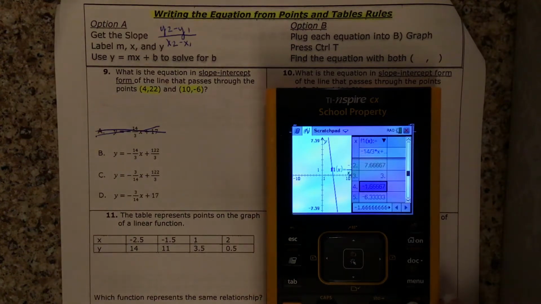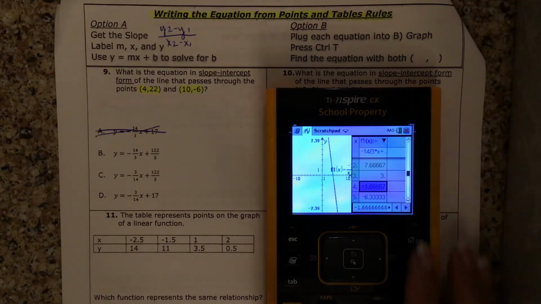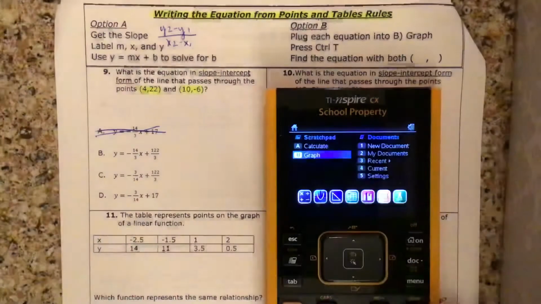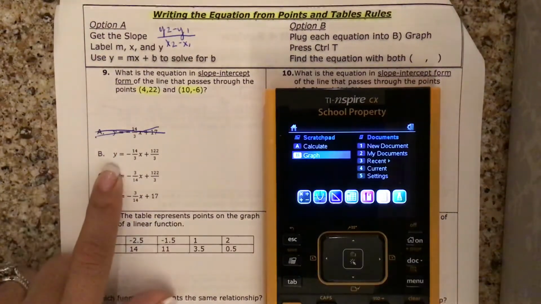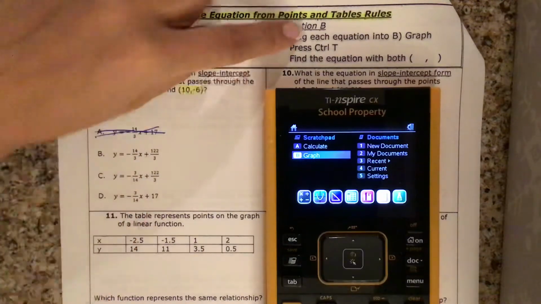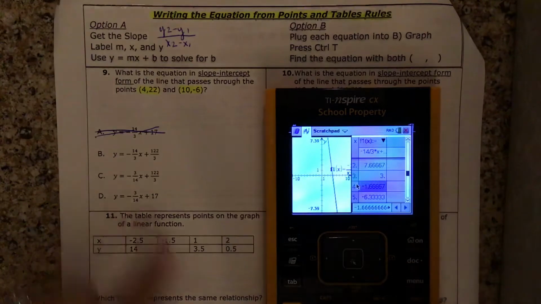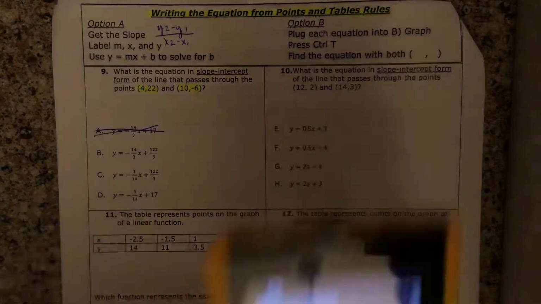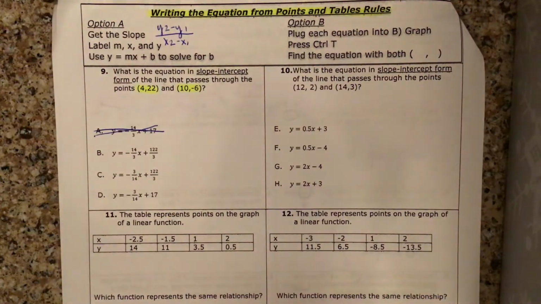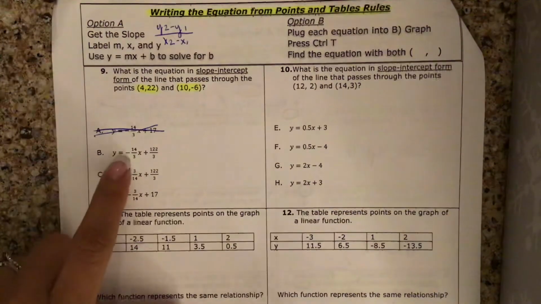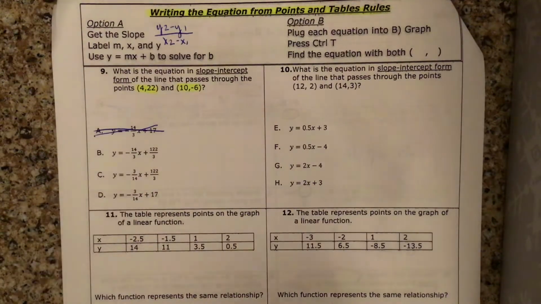Now I'm going to clear this. We'll go back to graph and try typing in B. Now we have a new equation. Go back to graph, and clear this. I'm going to type in my next equation. Go ahead and try that. You're typing in negative 14 over 3, x plus 122 over 3.